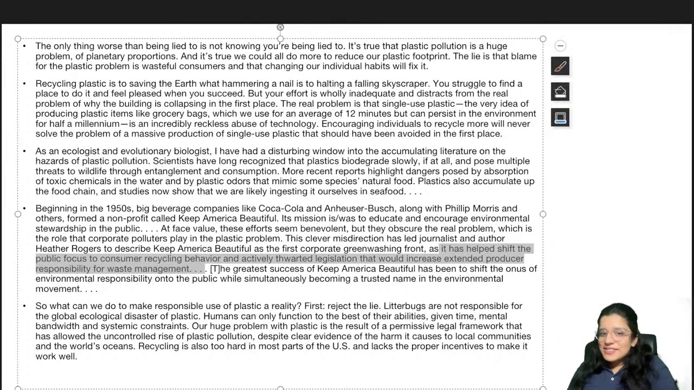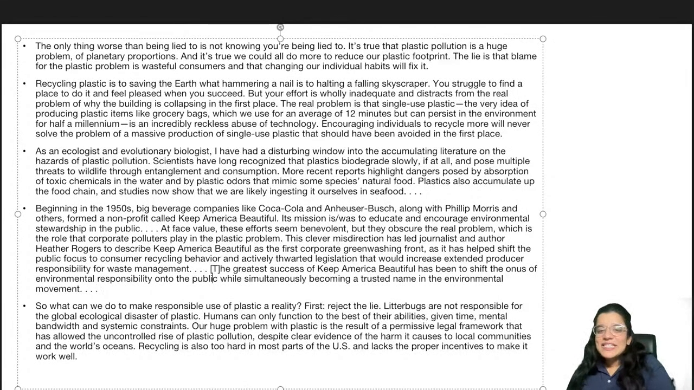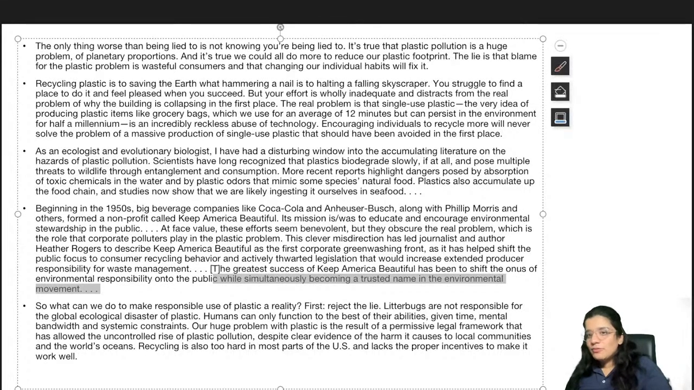The greatest success of Keep America Beautiful has been to shift the onus of environmental responsibility onto the public, while simultaneously becoming a trusted name in the environmental movement. What did these companies do? They showed themselves as if they care about the environment so much, and they gained trust in people's minds and hearts for their companies. But people actually don't even know what these companies are doing. They themselves are the biggest polluters in the environment. Right? Exactly, correct. Yes.